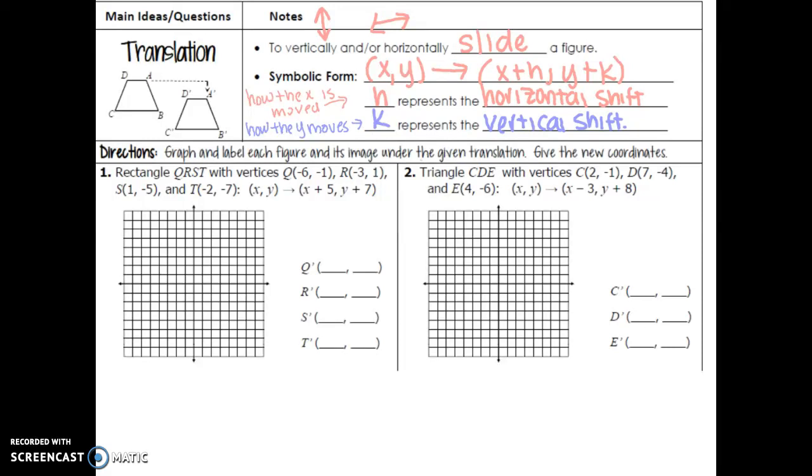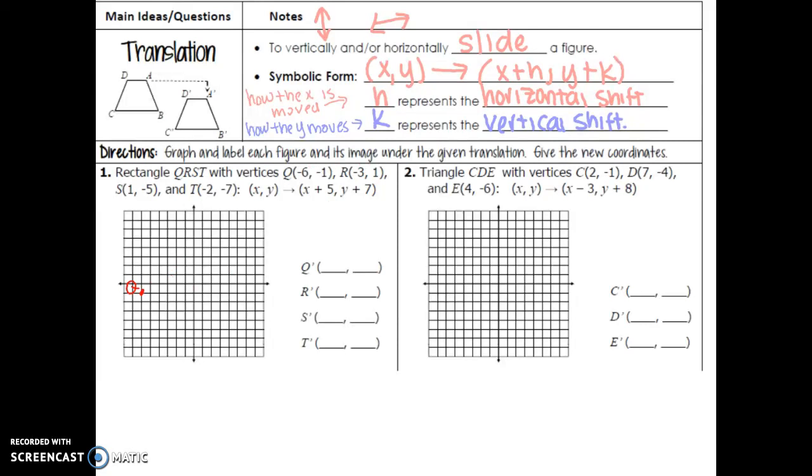So let's take a look at a couple of examples. First of all, we're going to start off with our triangle QRST. I am going to first plot those points. That's going to be -6, 1. So 1, 2, 3, 4, 5, 6 in the negative direction. Just kidding, we're not doing the point there. And then -1 in the y direction. So that is Q.